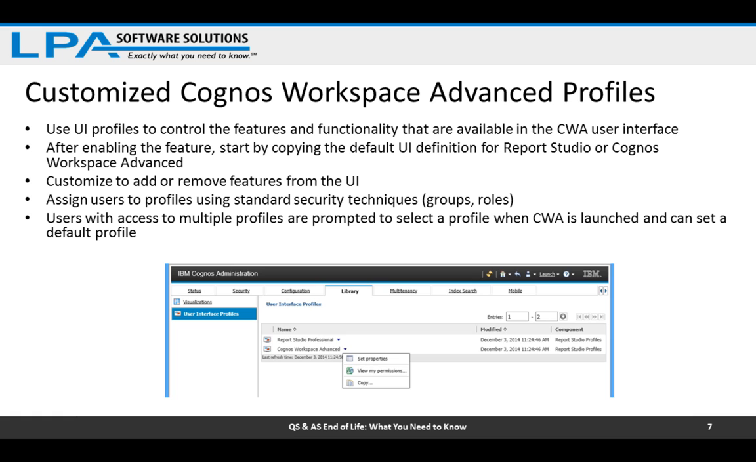If a user only has access to one interface, when they launch CWA, they get that interface and there's no prompting. If a user has access to multiple interfaces, which you'll see today during the demo, I will have access to all of the interfaces. You'll see there's a prompt, and then you can select an interface. You can also set an interface in that situation where one is the default interface for you.